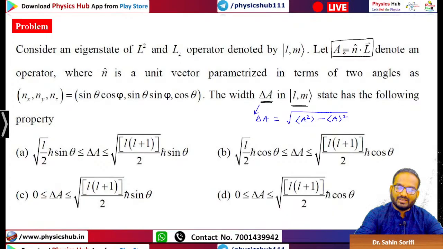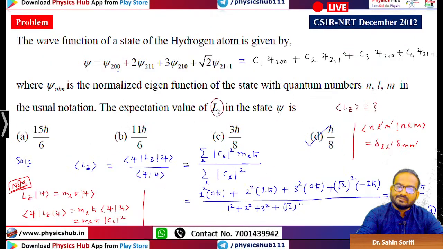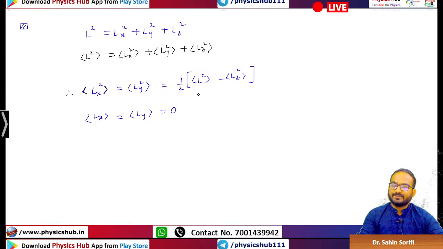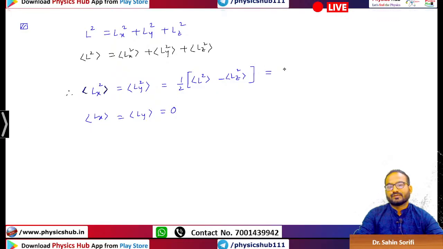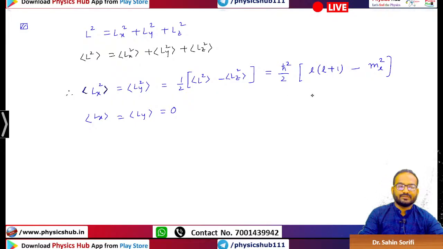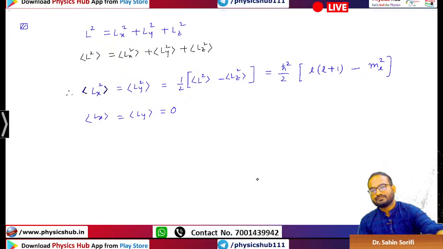Acha, another thing I remember. What is the expectation value of L square? That you know, na? Look, h cut square we are taking common. Expectation value of L square is L into L plus 1 h cut square, minus Lz, that is ml h cut, so Lz square is ml square h cut square. So that is why we write it in this way. Okay.